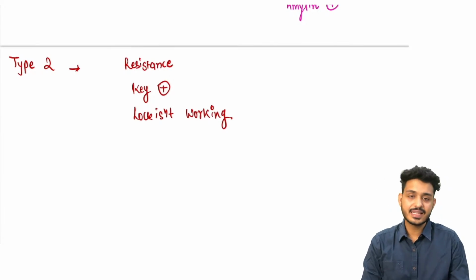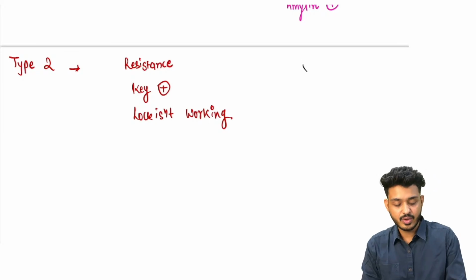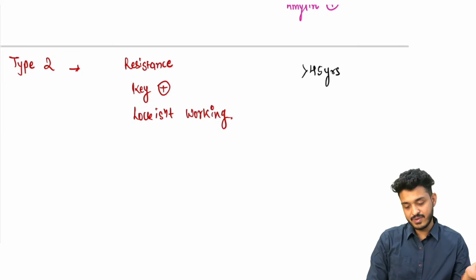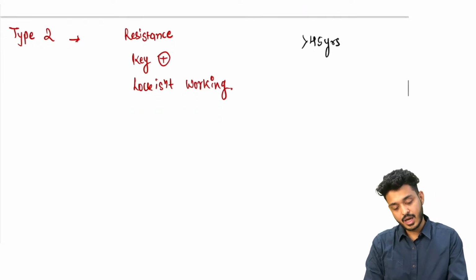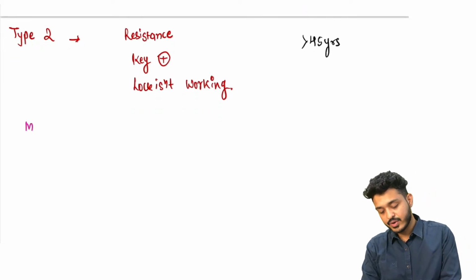And this is a disease which is generally seen in old age, like people more than 45 years, adult people will be having this particular disease. This is multifactorial, or you can also call it polygenic.